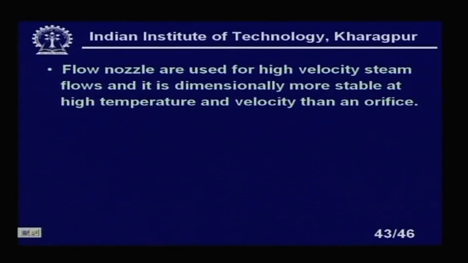Flow nozzles are used for high velocity steam flows, and it is dimensionally more stable at high temperature and velocity than an orifice. This is the most salient feature of the flow nozzles. That is the reason for high velocity, high temperatures we can use this flow nozzle instead of using the orifice meter. And the pressure tapping is also not that difficult. So, you can have the upstream pressure tap at one pipe diameter, and the downstream pressure tap just at the end of the straight portion of the nozzle, that will be on the pipe, right.